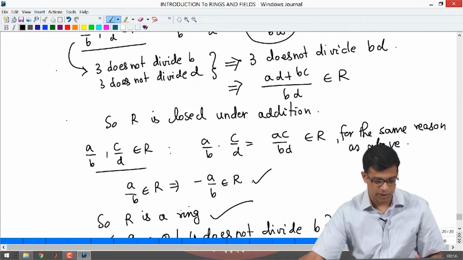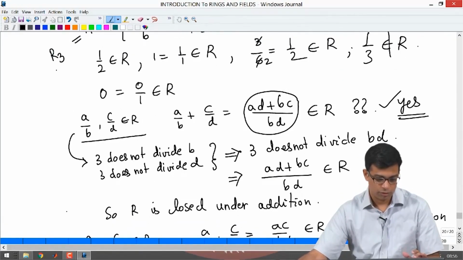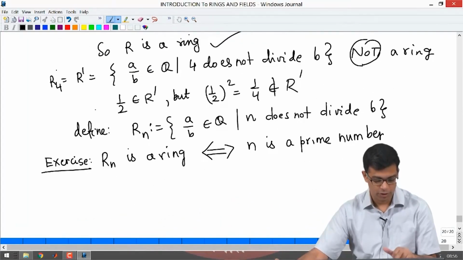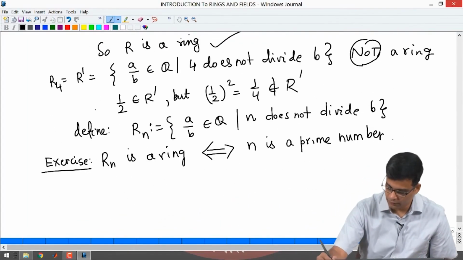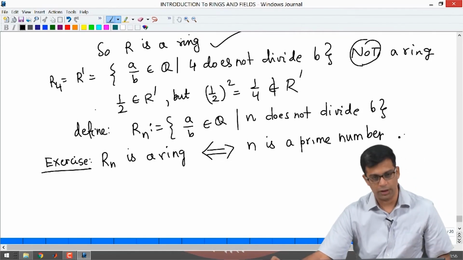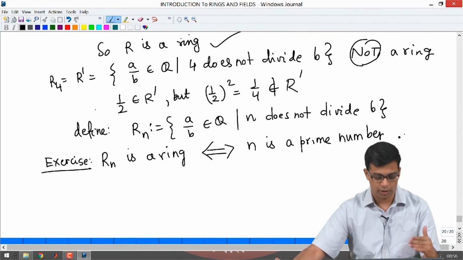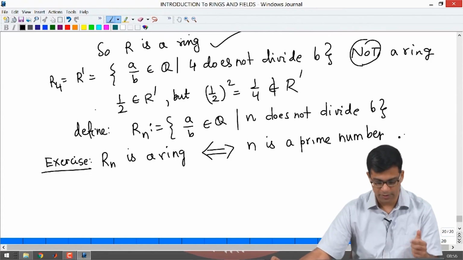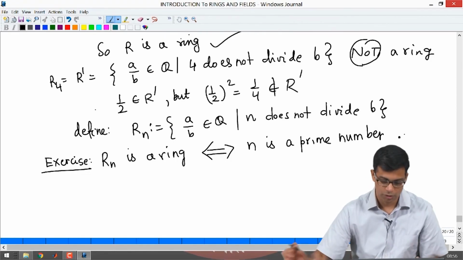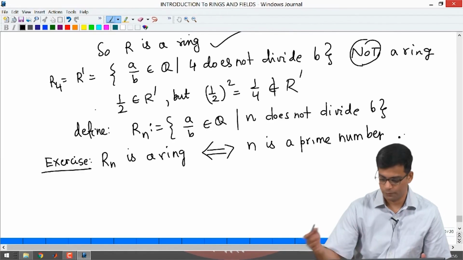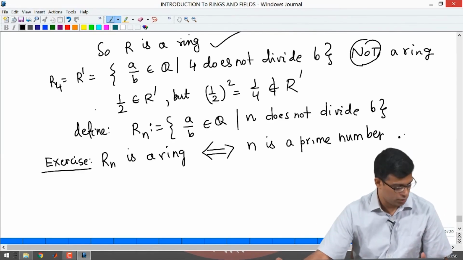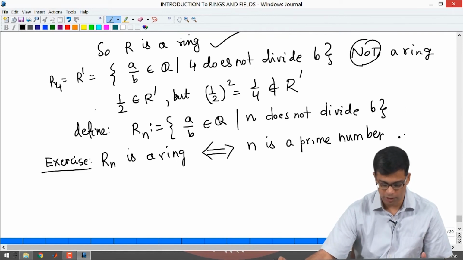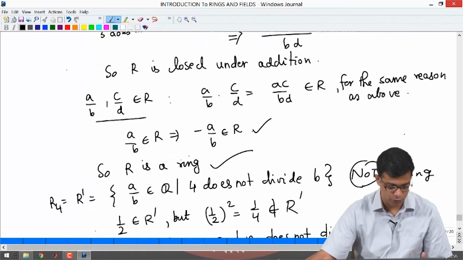So, R 3 was a ring, we checked. R 4 was not a ring, we checked. So, now I am asking you to prove the general statement: R n is a ring if and only if n is a prime number. Exactly the same idea: if n is not a prime number, it is a product of 2 numbers, and then you can use what I have done here for 1 by 2 to show that R n is not a ring. If n is a prime number, use the problem about R 3 to prove this. So, this is a good exercise for you to do.